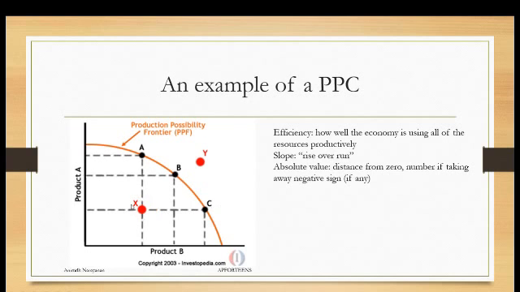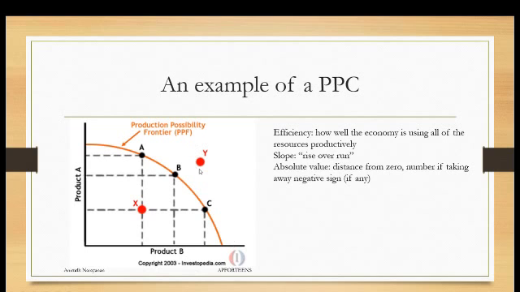If you're producing at point X, which means you're producing this much of good A and this much of good B, you are not being efficient, because you still have all this space where you could produce even more goods, despite the fact that you may or may not need to. It's generally accepted that efficiency is the best policy.